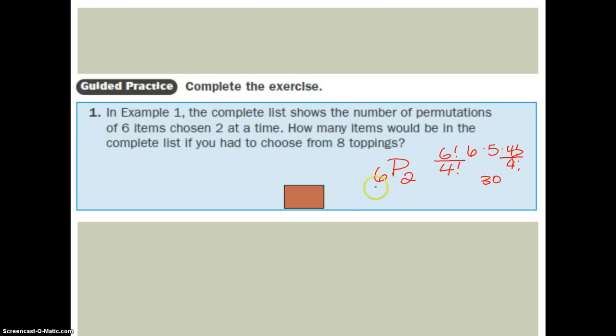So how many items would be in the complete list if you had to choose from 8 toppings? So we get 8 toppings, permutation 2. 8 factorial over 8 minus 2 is 6 factorial. So 8, 7, we don't need the 6 factorials because they cross off. 8 times 7 is 56.